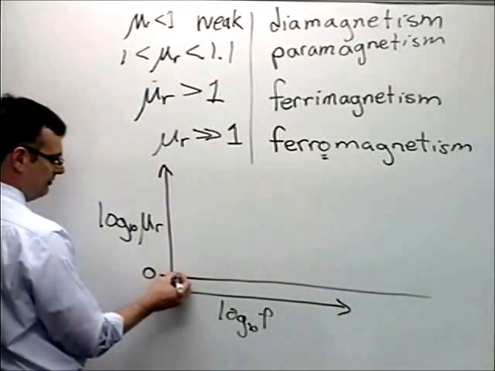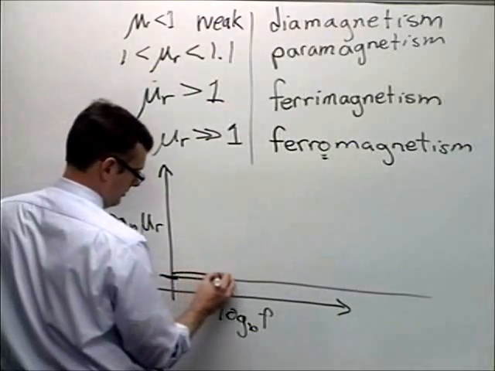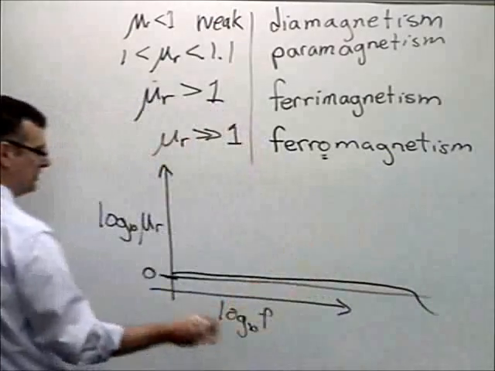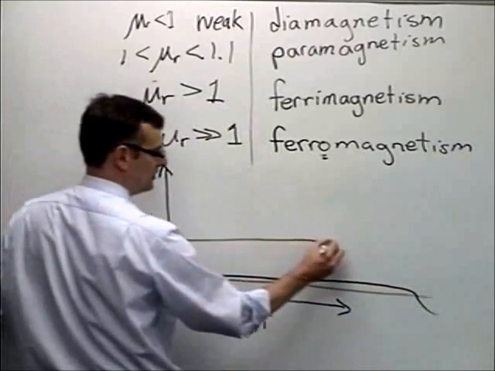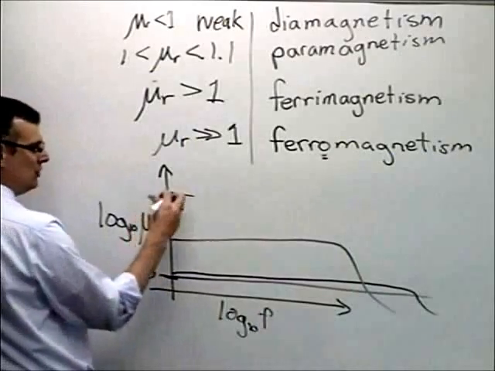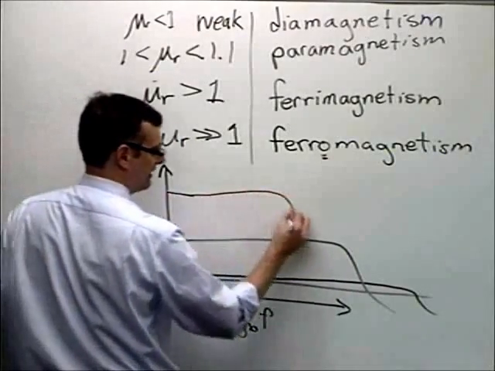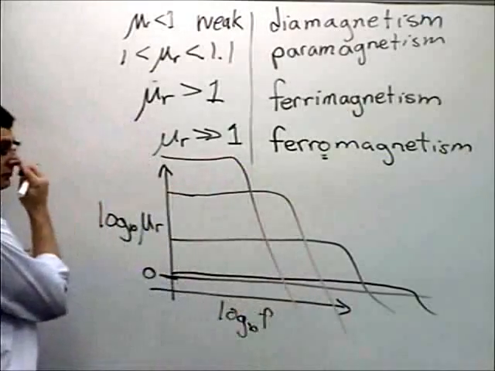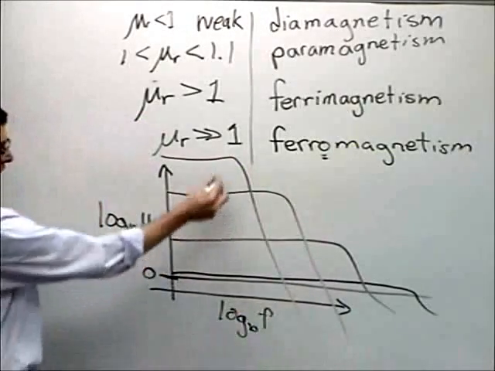Slightly elevated mu sub r will have a very high cutoff frequency. Increasing the mu sub r will lower the cutoff frequency. And if my DC mu sub r is really high, like it is in a ferromagnet, then the cutoff frequency is really low.